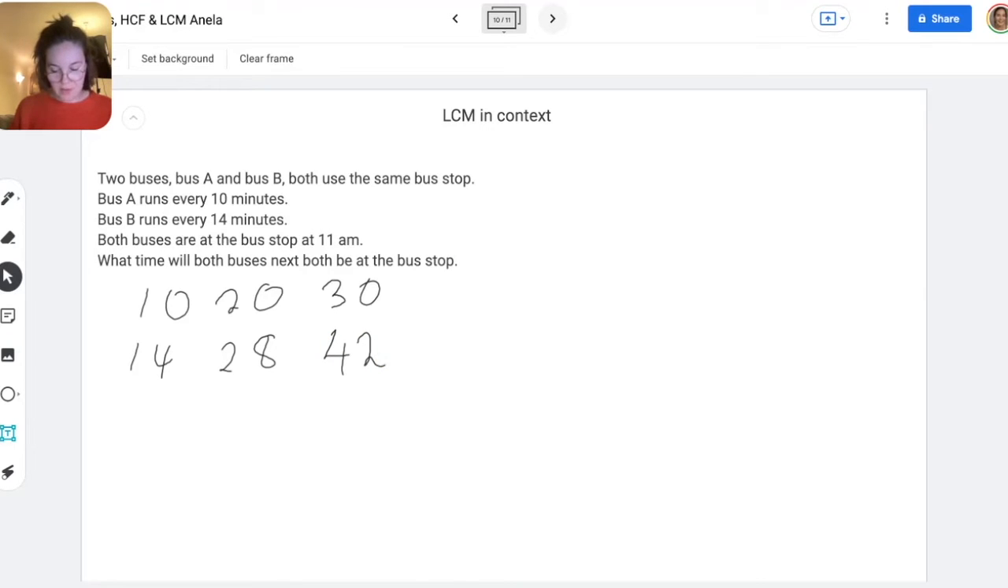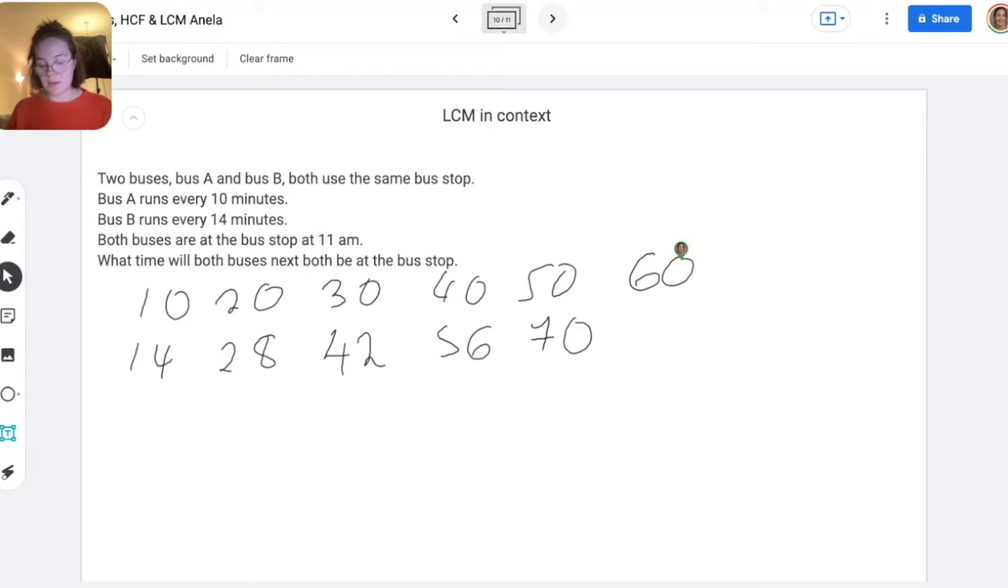And the next one is 30, and the next one is 42. And the next one is 40, and then the next one is 56. And the next one's 50, and the next one is 70. And then the next one is 60, and then we know the next one is 70. So we know that the lowest common multiple is going to be 70.